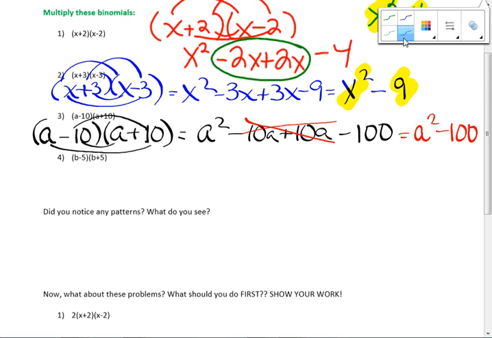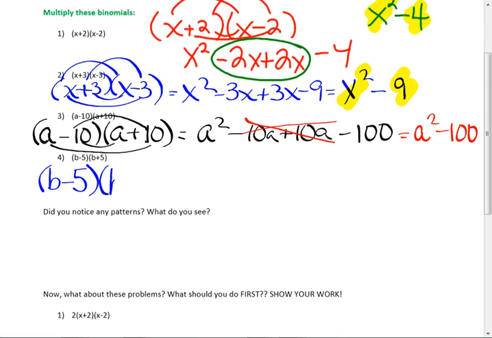How about the next one? Jay, can you give me this one? It's b minus 5, b plus 5. No, can you just give me the answer? Because what's going to happen to the middle terms? A minus 5b and a plus 5b gives you how many b's? No, minus 5 plus 5 is 0. So you're going to get what? B squared.